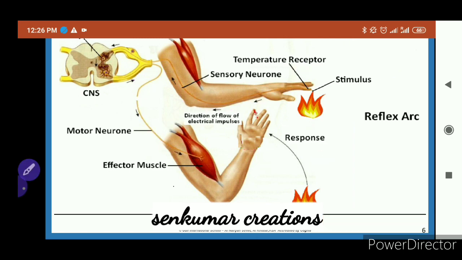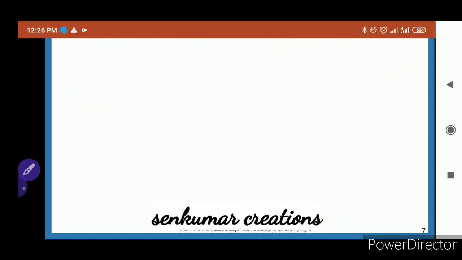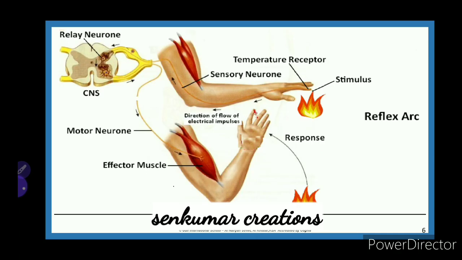Okay, so that you can see clearly in this picture, the relay neuron is present here. The relay neuron conveys the message from the sensory neuron to the motor neuron. This picture you can see clearly, and this we can call a reflex arc.